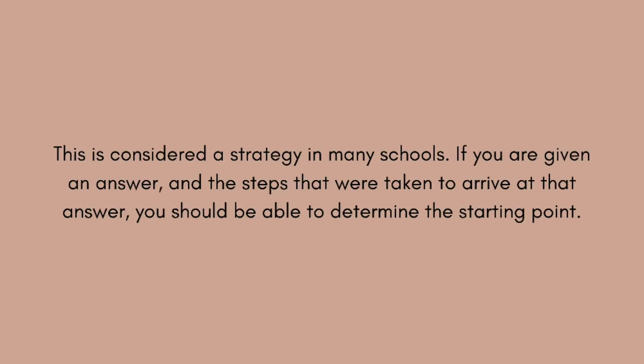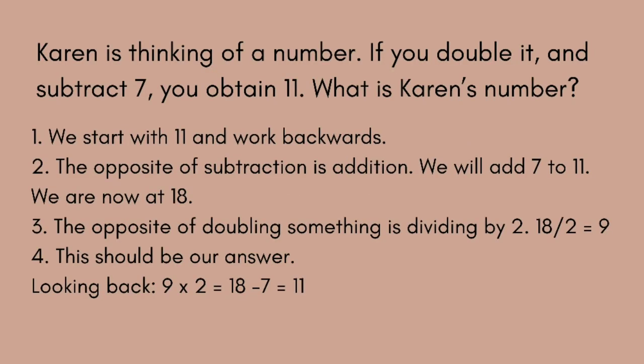First, we focus on working backwards. This is considered a strategy in many schools. If you are given an answer and the steps that were taken to arrive at that answer, you should be able to determine the starting point. For example, Karen is thinking of a number. If you double it and subtract 7, you obtain 11. So the question is, what is Karen's number?